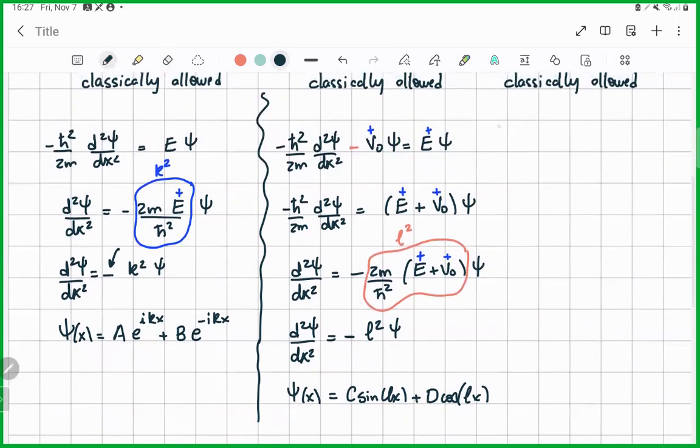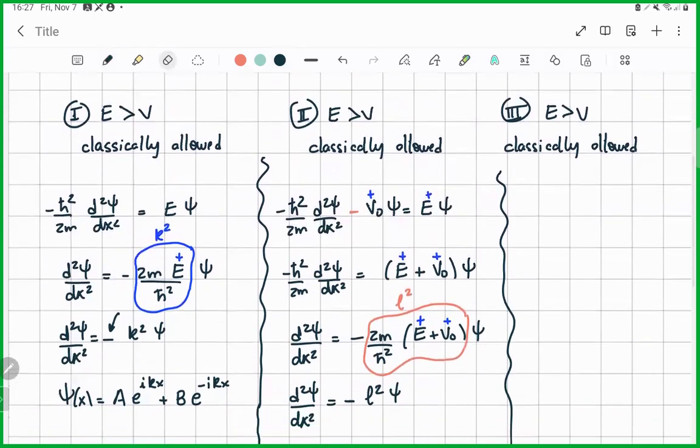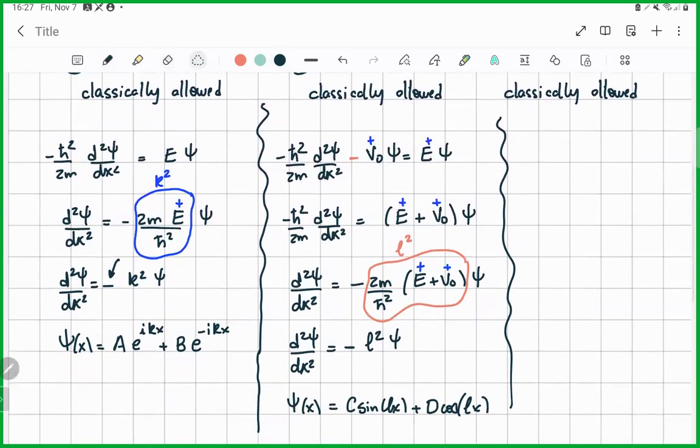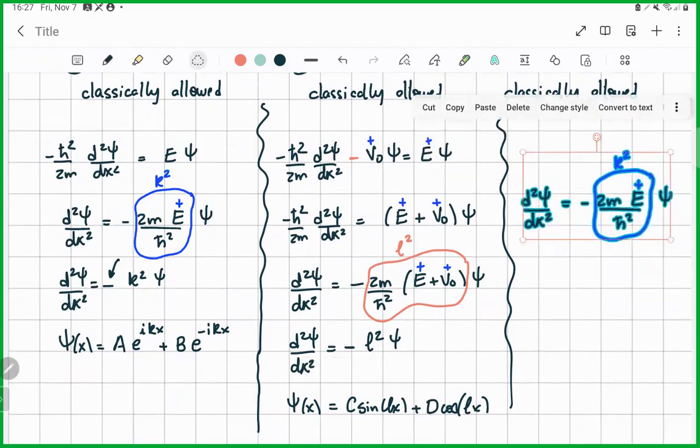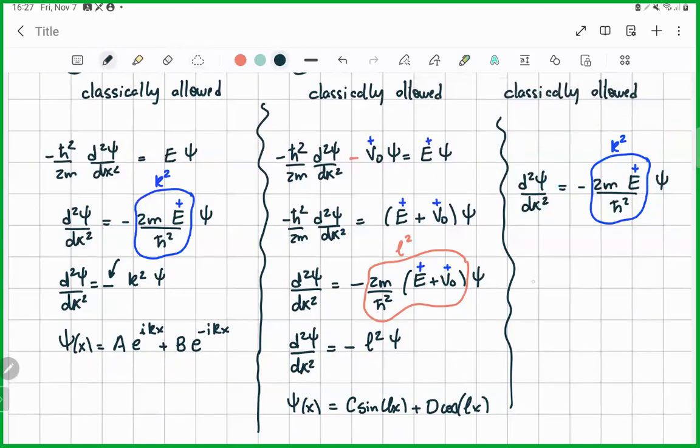And region 3 mathematically is equivalent to region 1. Region 3 is this one where the potential is 0 and we can go to infinity. So we can just copy what we had here because everything is going to be very similar. So it's the same scenario, and so I'm just going to rewrite what we have here.